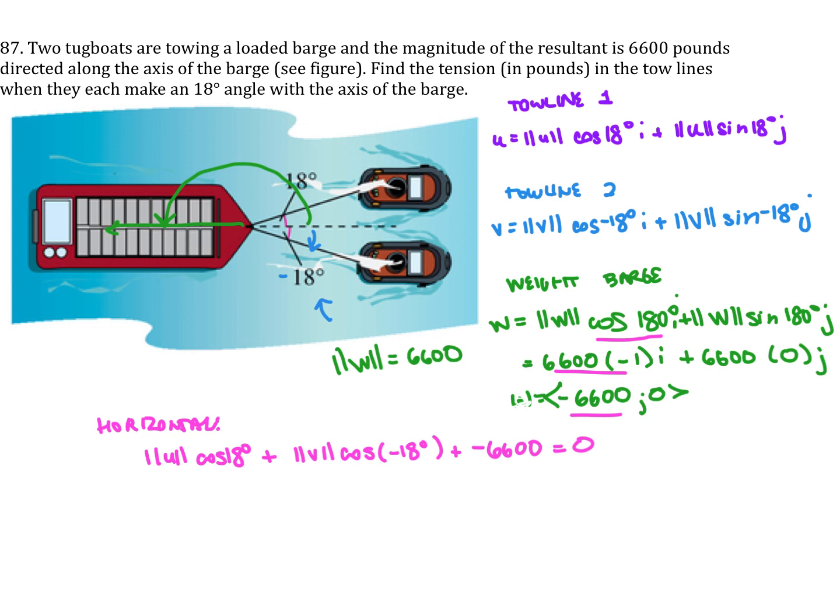Now remembering when we have a cosine and it's negative, that it's even, and so really it's just going to change to positive 18. So I'm going to rewrite this. So magnitude of U, cosine of 18 degrees, plus magnitude of V, cosine of 18 degrees. And then I'm going to go ahead and move our 6,600 to the other side. So now our equation is 6,600.